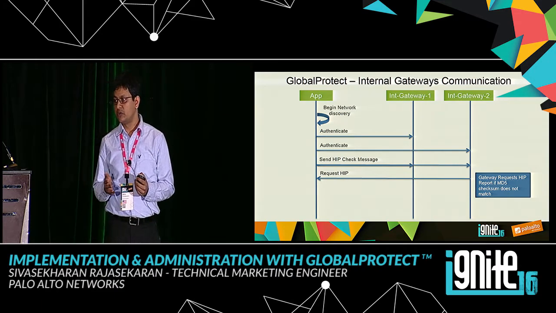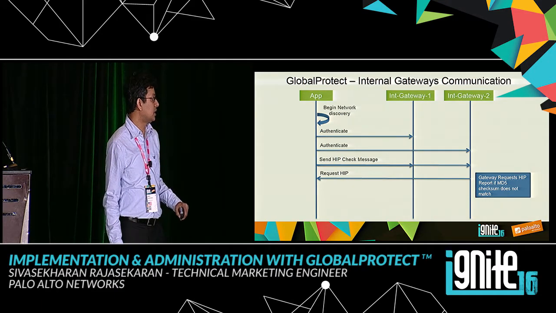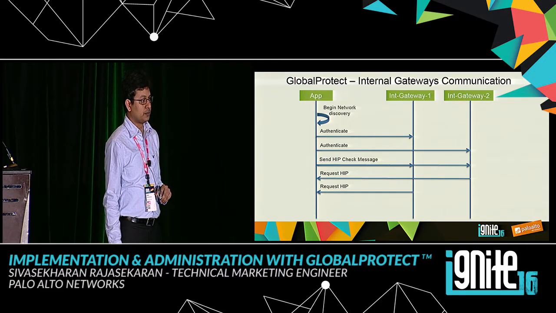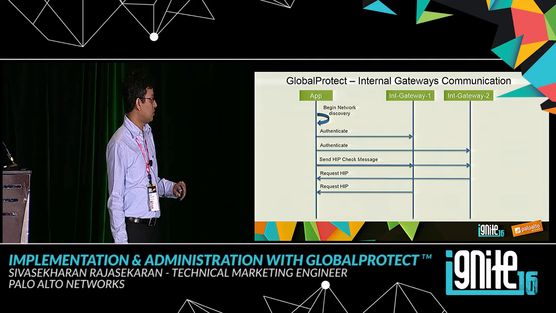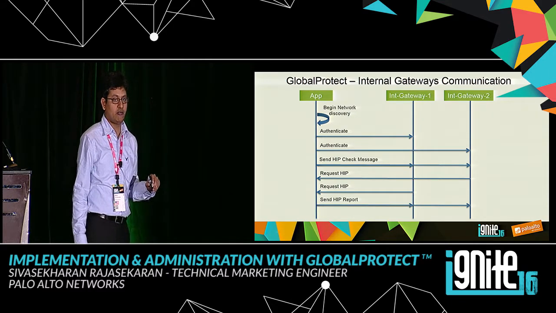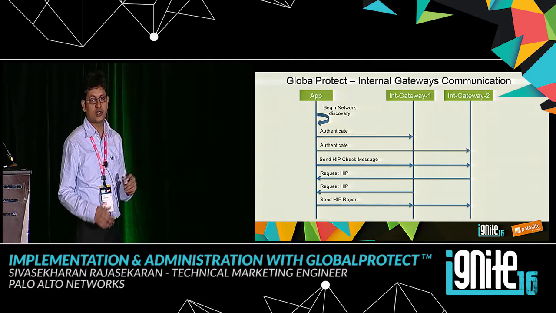And if there is a difference between the HIP check messages, that's when the gateway would request the client to send the HIP report. On receiving this request, the GlobalProtect agent will send the HIP report to each of the internal gateways to which the agent was able to successfully authenticate.